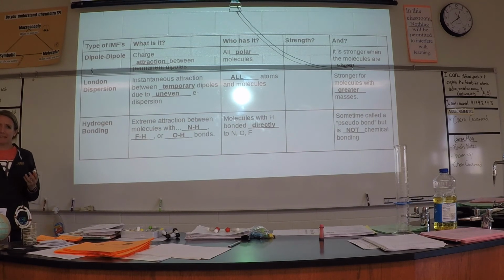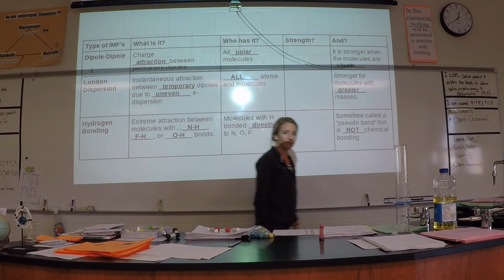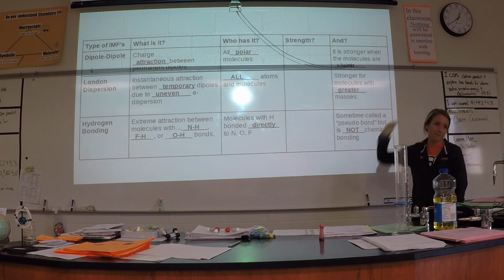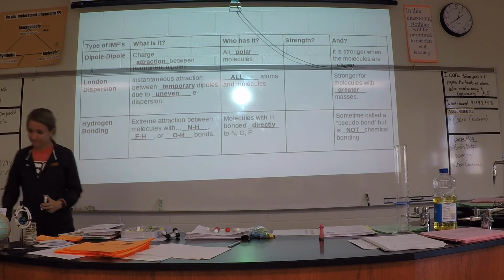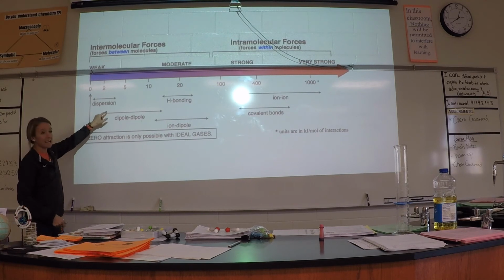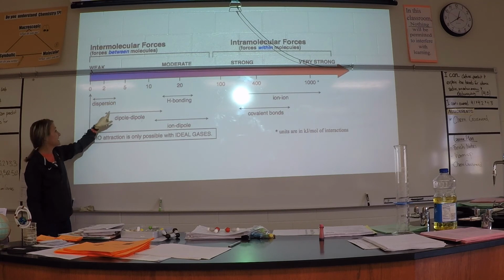Okay, let's talk about strength. Which one would be the strongest of these three forces? Hydrogen. Yeah, so this is our strongest. Which one would be our weakest? London. Our London, and then dipoles in the middle. Now, there is a small overlap region. We'll look at this strength chart right here. So you can see that at times, some really big molecules can have stronger dispersion forces than some dipoles do.